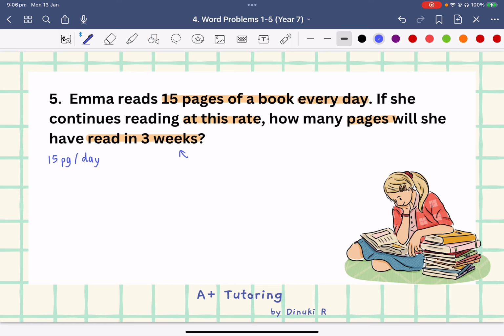So, how many days are there in a week? We know that there are 7 days in a week. So, before we get ahead of ourselves and try to figure out 3 weeks, sometimes it's just easier to figure out how many pages she's going to have read in a week and then go from there. So, if it's 15 pages a day, and we know that a week has 7 days, we can just go, how many in 7 days?